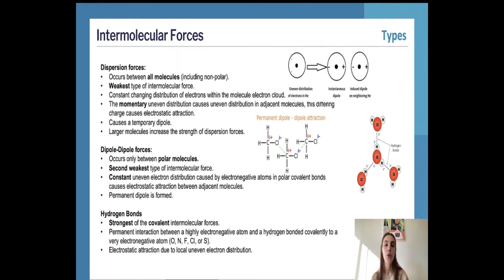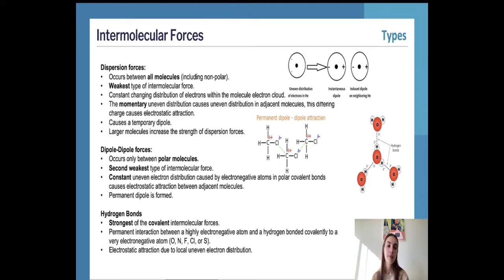So for example, in a water molecule, the oxygen is going to be a lot more electronegative than the hydrogen, and so there's going to be a lot more attraction of the electrons towards the oxygen than towards the hydrogens. And so that means that the oxygen part of each water molecule is going to be very, very negative, and it's going to have lots of electrons attracted to it, whilst the hydrogen part of the molecule is going to be very, very positive and going to have a lot of protons attracted to it.